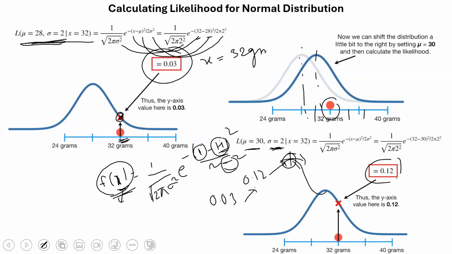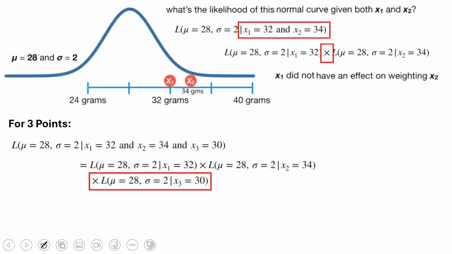It's just using the probability density function, because likelihood is nothing but the probability density value at a given point. If you want to find the probability density at a given point, you have to use the probability density function, and for a normal distribution, this is the probability density function. So this is how you calculate the likelihood for normal distributions.